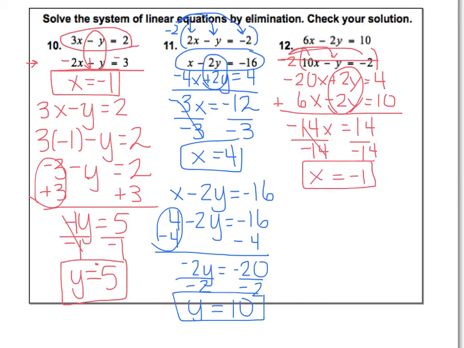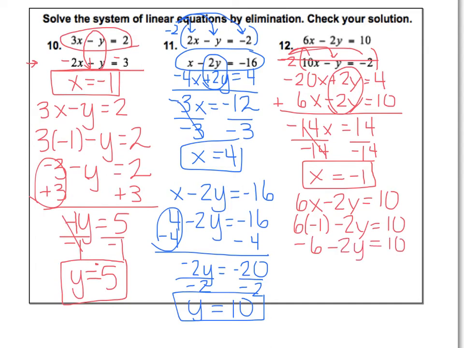Now I can plug this back in. So I'm going to use the top equation: 6x minus 2y equals 10. Instead of my x, I'm going to plug in that negative 1 and go ahead and solve. So negative 6 minus 2y equals 10. If I add 6 to both sides, I get negative 2y equals 16. Divide by negative 2, and y equals negative 8.